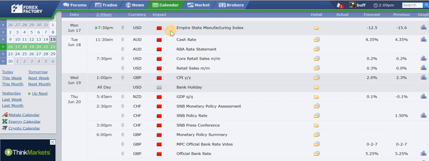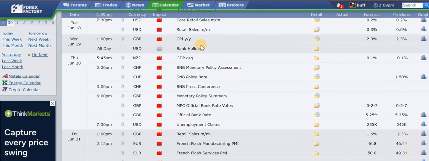Empire State Manufacturing Index in the US on Monday. Tuesday, Australian interest rate news. Now, they're not expecting a rate change, but that may be a little bit different. Be careful, that's a big news event. So, Australian interest rate news. Retail sales out of the US on Tuesday also.